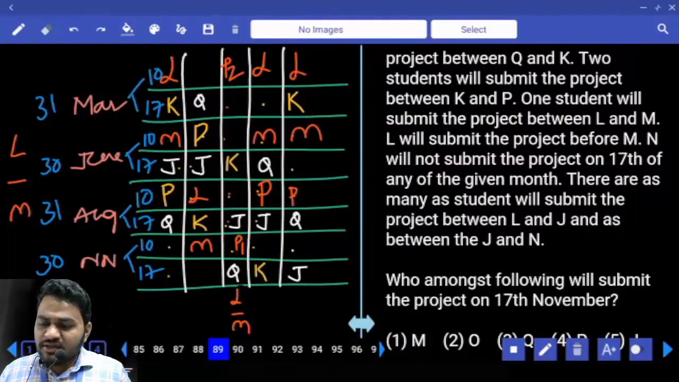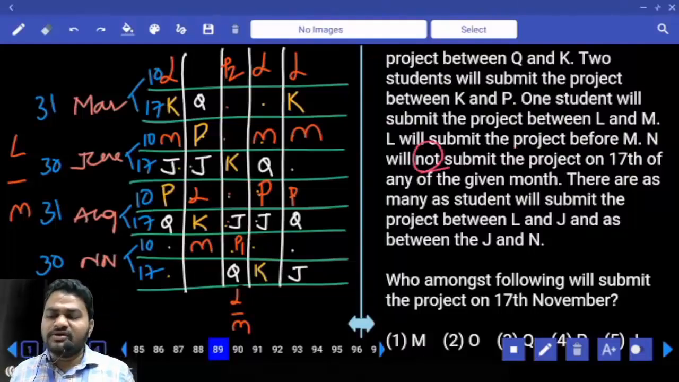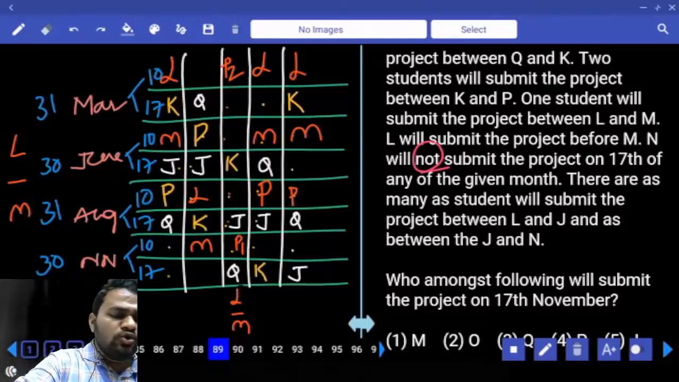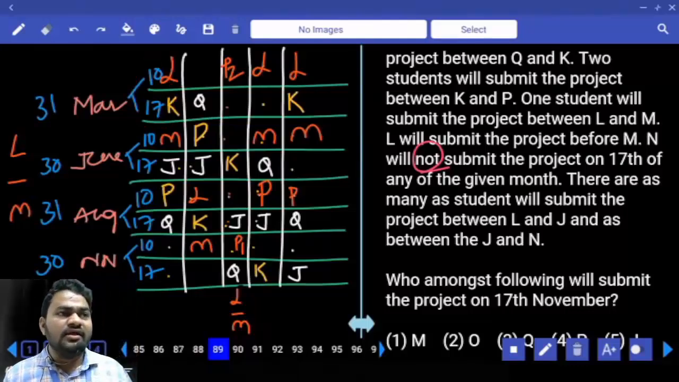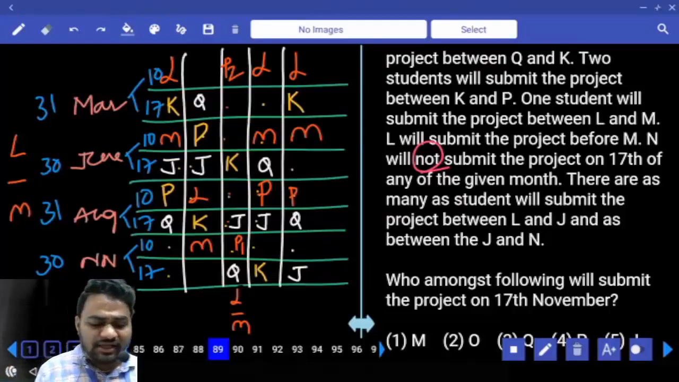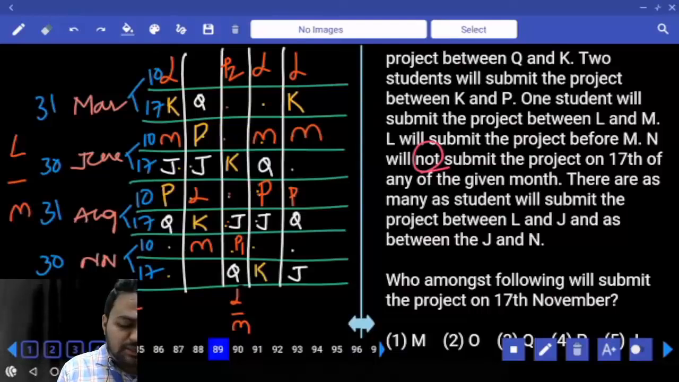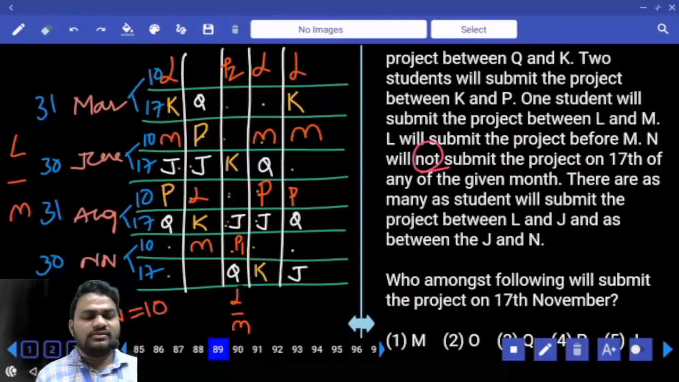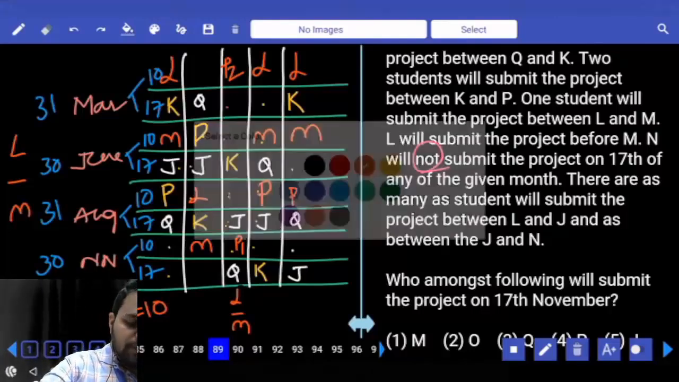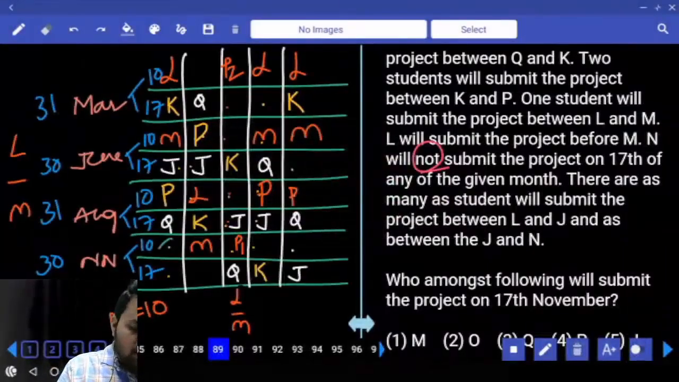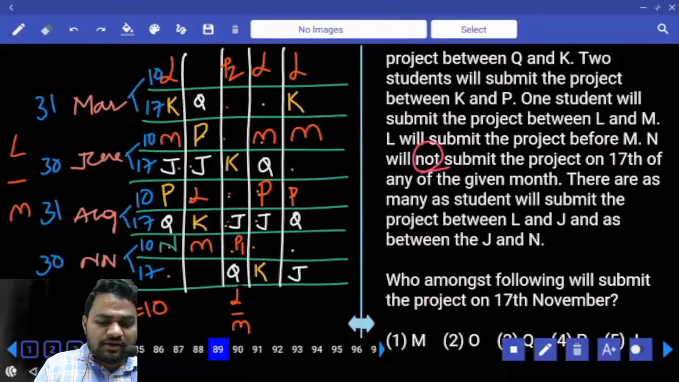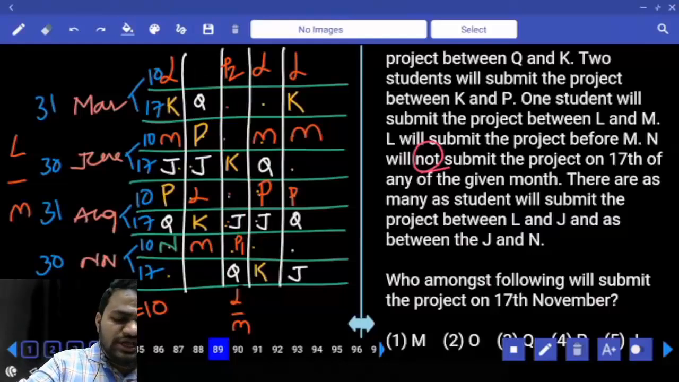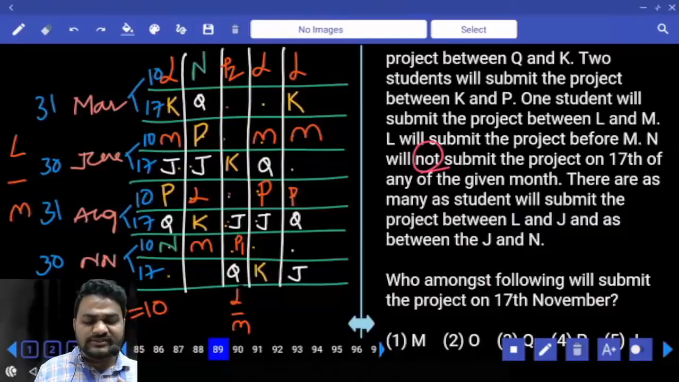And the next one, N will not submit the project on 17. We have only two dates, 10 and 17. N is not on 17. If N is not on 17, for sure N submits the project on 10th. So, in the first possibility to fix N, we have only two dates. So then N is fixed here. Next possibility, one is 10, other one is 17. So N is fixed here.